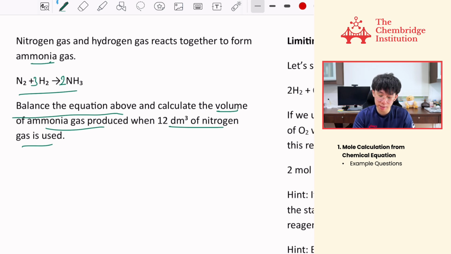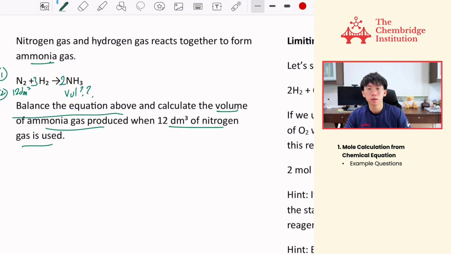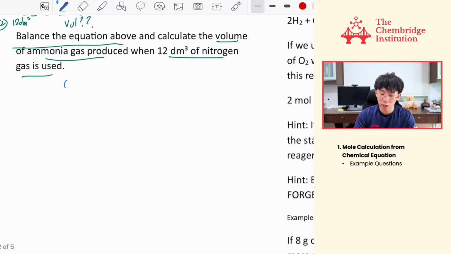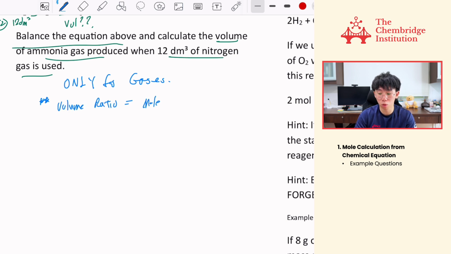Right, then next, after this, we want to consolidate the information. So we consolidate it and we say that they give you 12 dm³ of hydrogen gas and they want you to find the volume of ammonia gas produced. So volume, question mark. Okay, so this is a very interesting case, because we have all gases, right? So here's a little rule that I like to teach, only for gases: when you have gases in the equation, and you're comparing gas to gas, your volume ratio actually equals your mole ratio.